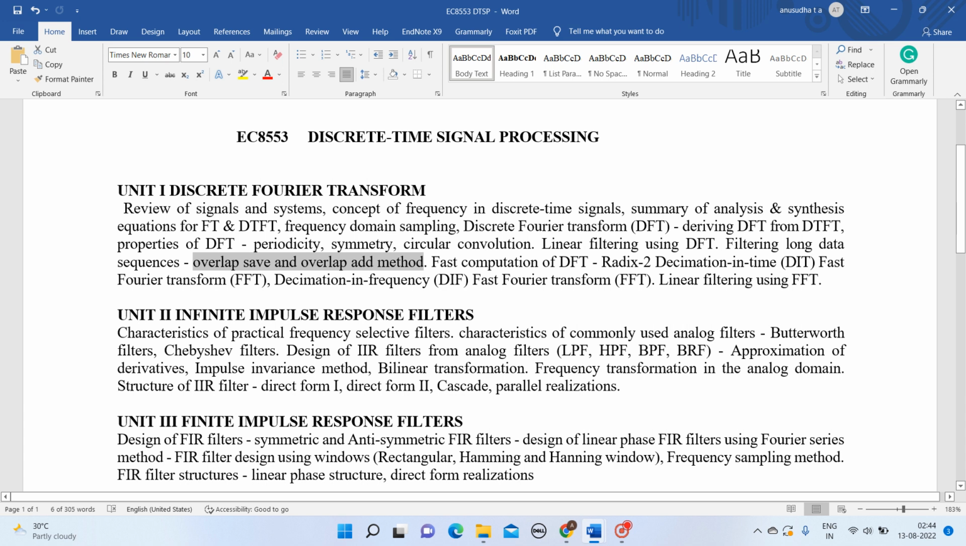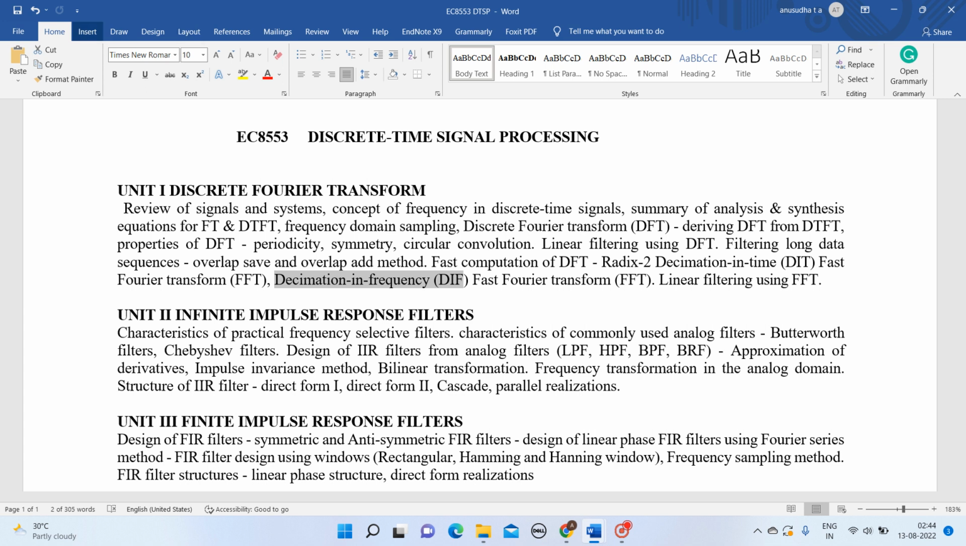So the last one is linear filtering using FFT. Okay, compulsorily you will get this question also. Again here also you have to solve the problem using decimation in time or decimation in frequency. Okay, the unit 2 is infinite impulse response filter.